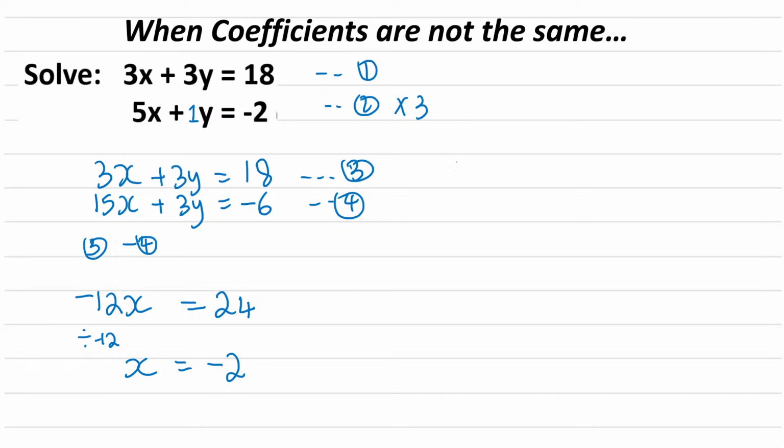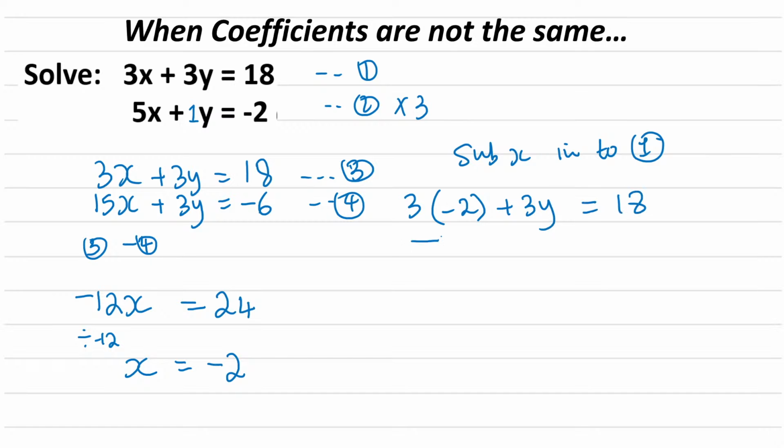Now you have x, you're going to sub in, sub x. We can choose which one we want to use. I'm going to use equation 1. So sub x into 1, okay, our original one. So we have 3, and then our x is negative 2, and then plus 3y is equal to 18. This is negative 6 plus 3y is equal to 18.